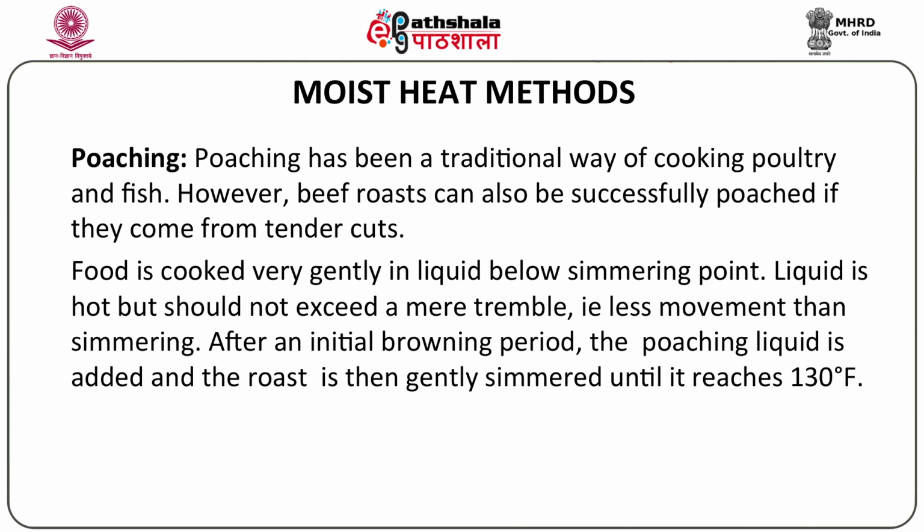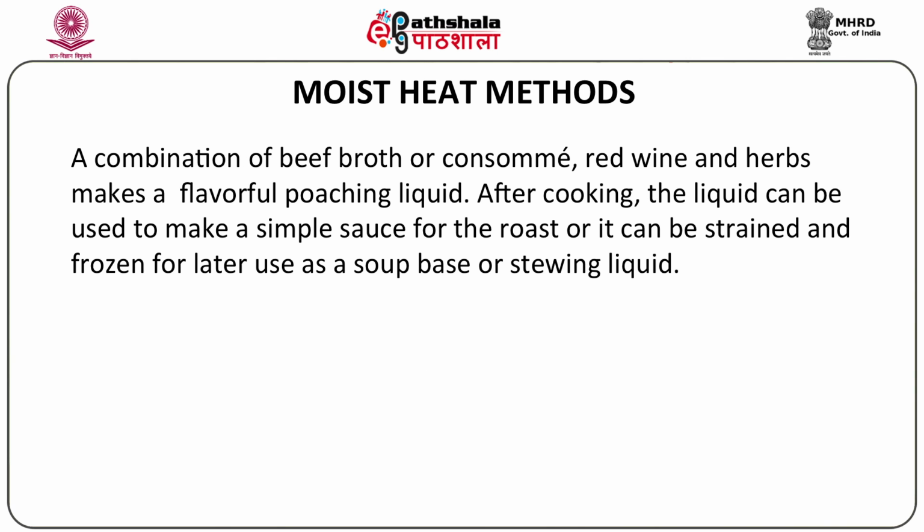And it is usually cooked at a temperature of 130 degrees Fahrenheit, which I told you is below the boiling point. Now, the liquid in which the meat is poached could be a beef broth or a red wine or a mixture of herbs. Now, this liquid can be used to make a simple sauce after the meat has been poached, or it can be strained and frozen and used later as a soup base or as a stewing liquid.